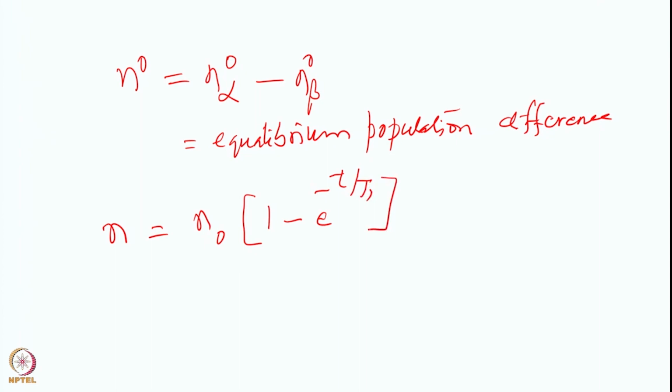Okay. So you see, T1 is a time which determines how fast the system will reach equilibrium. n naught is the equilibrium population difference. The rate at which it will approach the equilibrium population difference is given by this equation. Now, obviously, if t is equal to infinity, n is equal to n naught. So, depending upon the value of T1, it will approach the equilibrium value slowly or rapidly, and this becomes an important factor, as we will see later on.